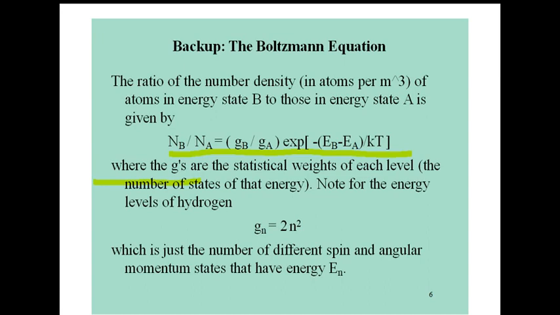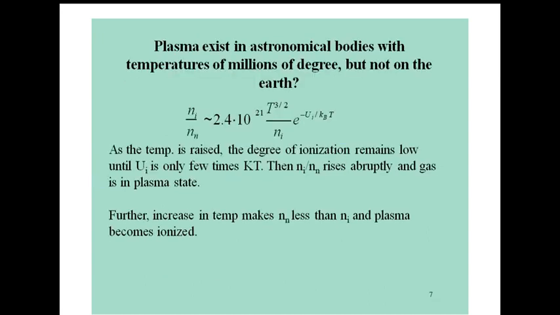So you can have the energy En, and the question again I am going to raise is, why does plasma exist in astronomical bodies with temperatures of millions of degrees, but not on Earth?